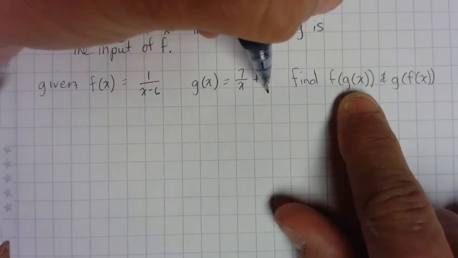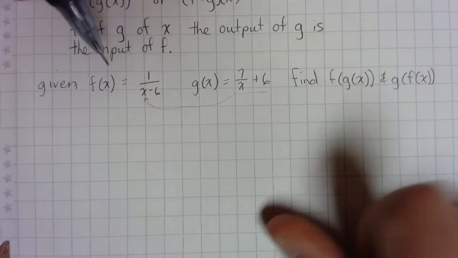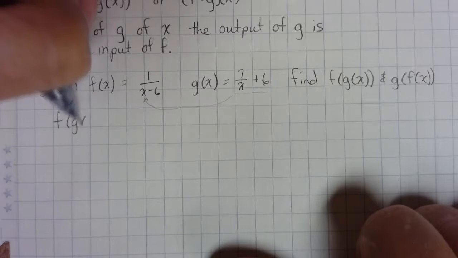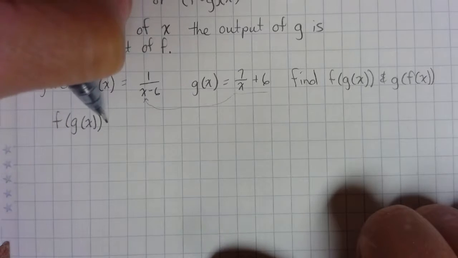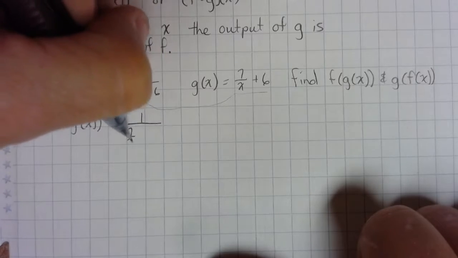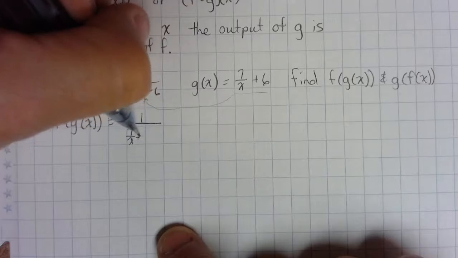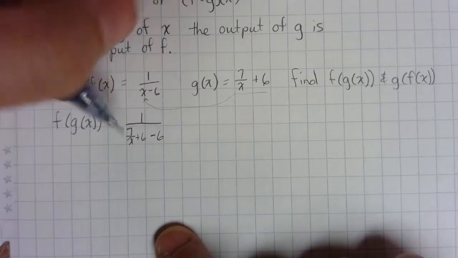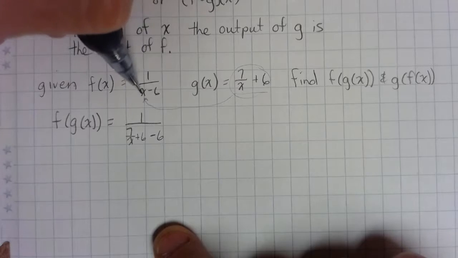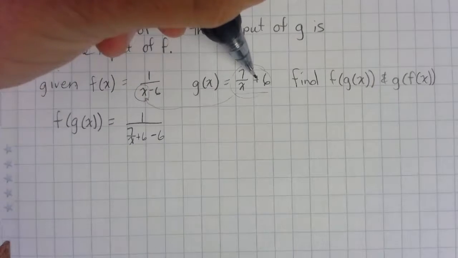That's where we're going to take g and put it into x's location on f. So f of g of x is going to equal 1 over 7 over x plus 6, and then minus 6, because you basically put all of that into that one little spot. Don't forget the minus 6, because this plus 6 is a whole different number.